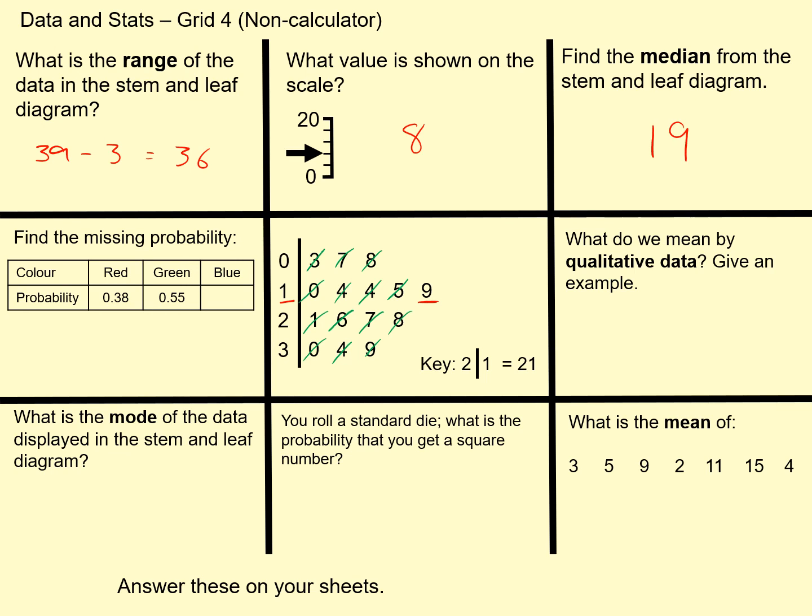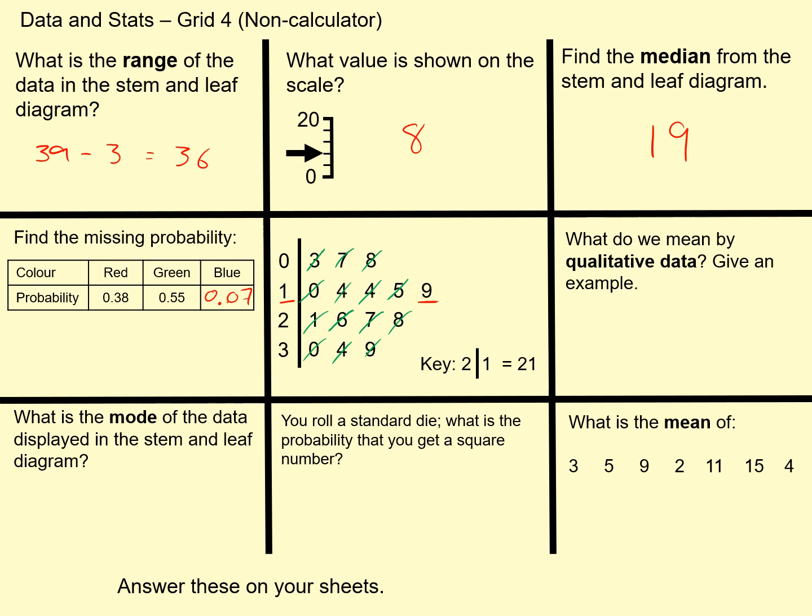Next up, find the missing probability. Starting with 1, we're going to take away 0.38, we're going to take away 0.55, and that should leave us, if mental arithmetic serves me right, 0.07. And that would be the missing probability, because remember, decimal probabilities always add up to 1.